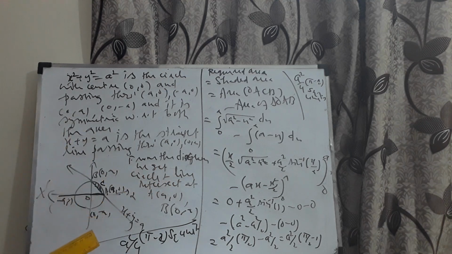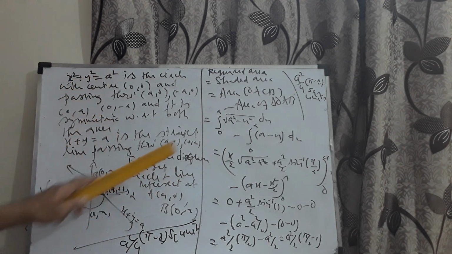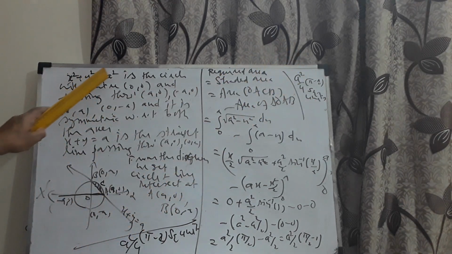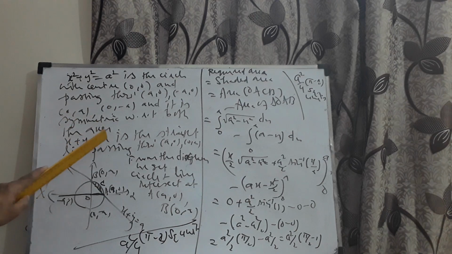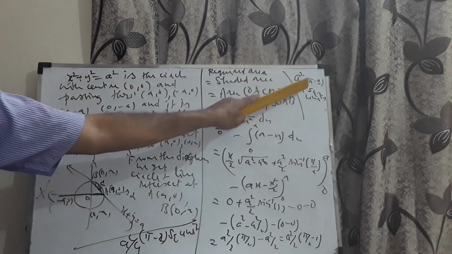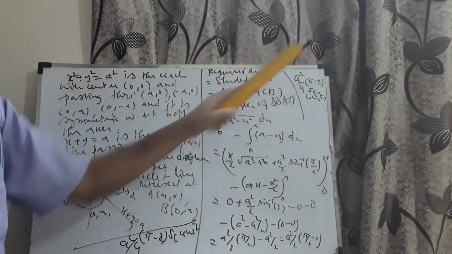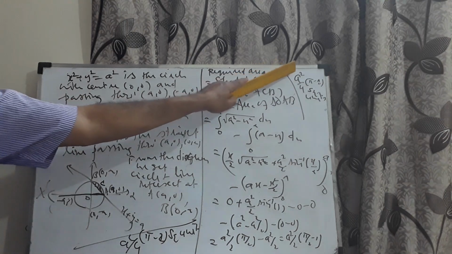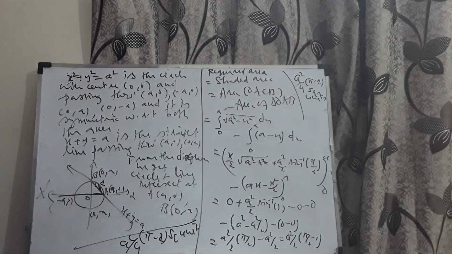I think you are able to follow. If it is the general possibility x square plus y square equal to a square and x plus y is equal to a, my answer becomes a square by 4 into pi minus 2. If it is x square plus y square equal to 36, x plus y is equal to 6, my a is 6. So 36 by 4 into pi minus 2, that is 9 into pi minus 2, that will be the final answer. If it is x square plus y square equal to 144, x plus y equal to 12, it is 144 by 4 into pi minus 2.